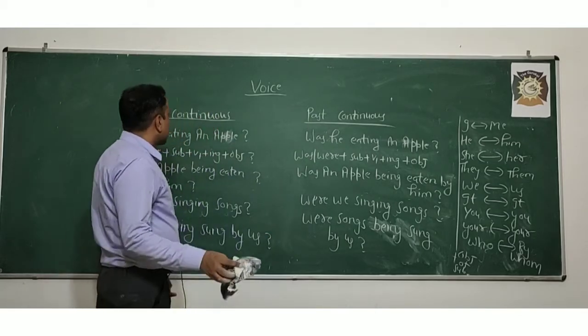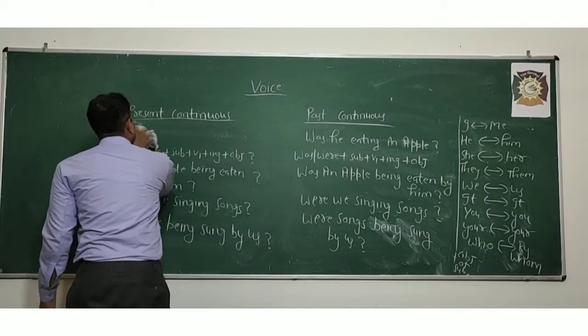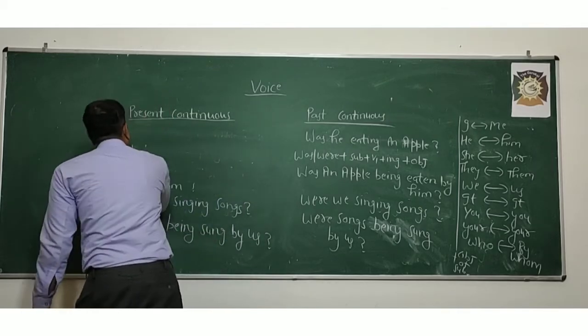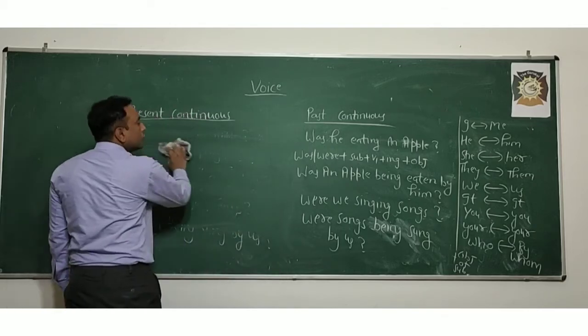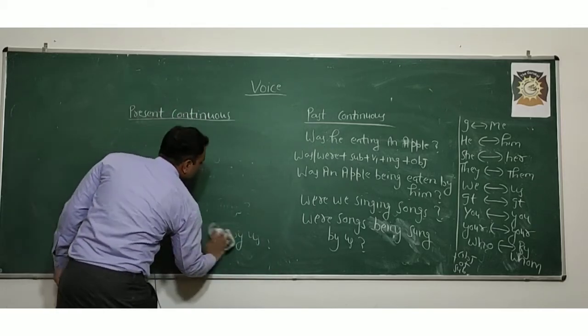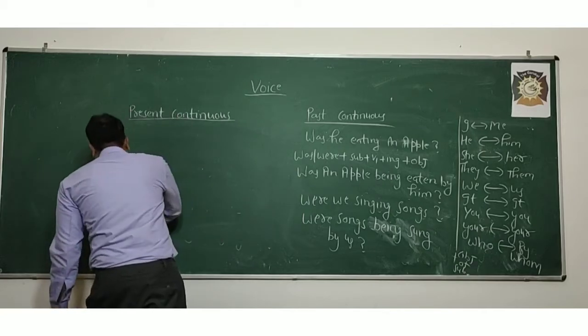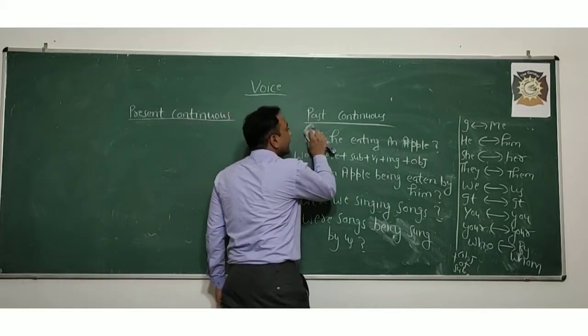Now I am going to discuss with you the sentences that begin with the WH family. WH family: where, when, why, how, who, by whom. All these pronouns belong to the WH family.